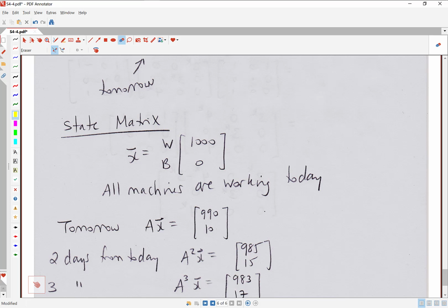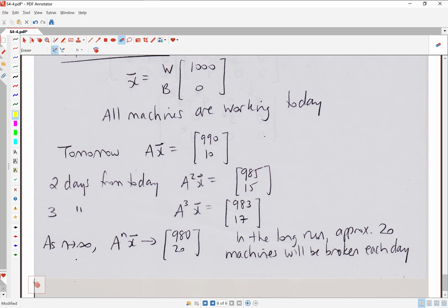In a real world context, people often do long-term modeling and say, okay, at the end of this quarter, 60 days from now, 90 days from now, a year from now, what kind of state are we looking at? Are we going to have a situation where almost all our machines are broken? Are we going to be in a pretty good scenario? Are we going to have a lot of fluctuations week to week? So this long-term prediction is pretty important. Therefore, you can ask, as n goes to infinity, what is A to the n times X going to look like? That's a question involving very high powers of a matrix, and a very applicable problem.